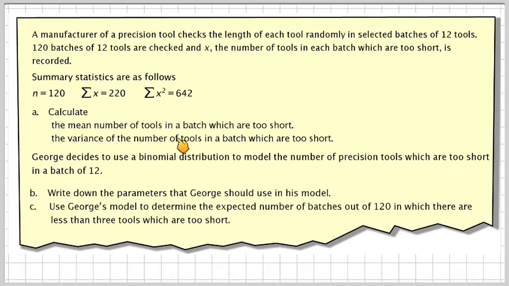A, calculate the mean number of tools in a batch which are too short, and the variance of the number of tools in the batch which are too short. We'll deal with the rest of the question later.